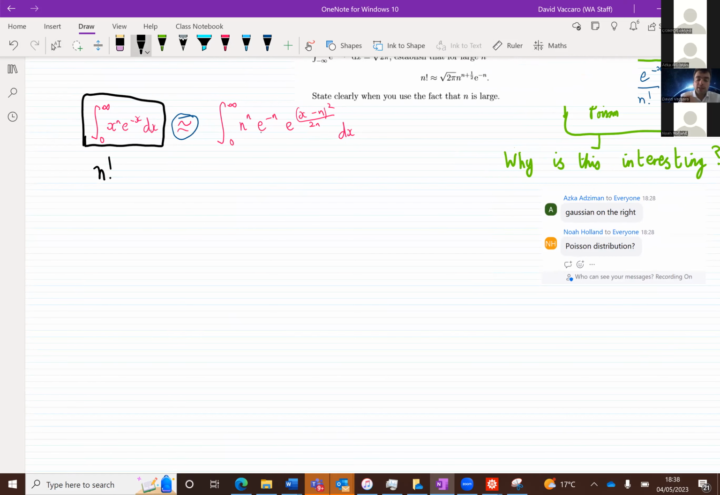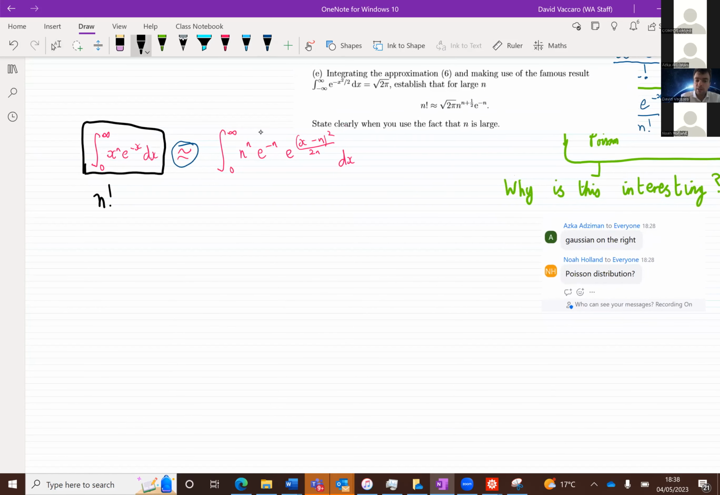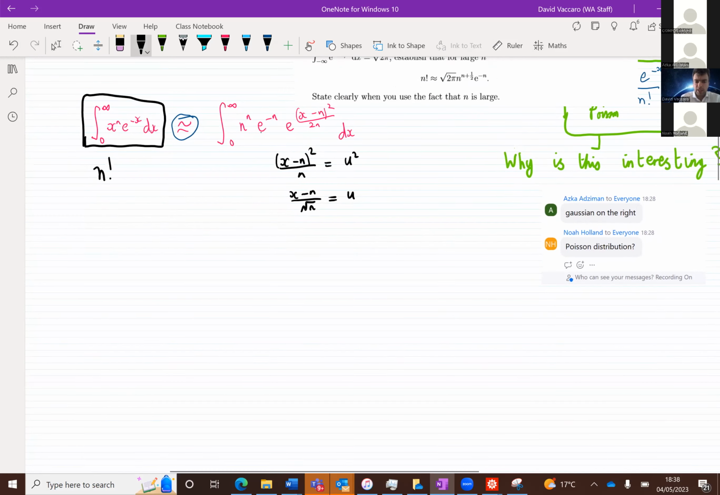On the right, we want to be able to use the standard Gaussian. So I want (x − n)² over n to be u². In other words, I want (x − n) over √n to equal u. Okay, so let's use this substitution.